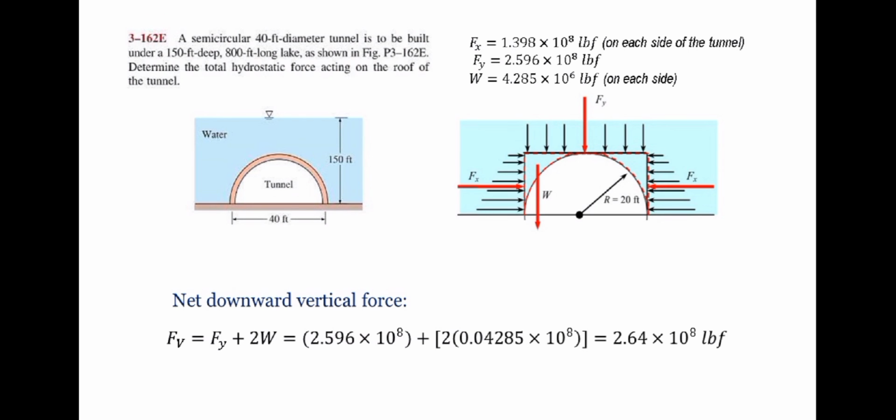Now, let's solve for the net horizontal force acting on our system. Since the horizontal forces are acting on the right and the left side of the tunnel, we will just cancel them since they are equal and opposite. Therefore, our total hydrostatic force acting on the roof of the tunnel is the result of Fv, which is 2.64 times 10 raised to the power of 8 pound force.